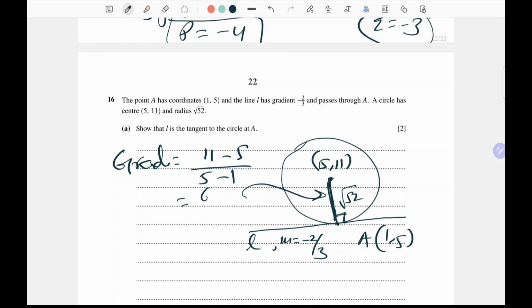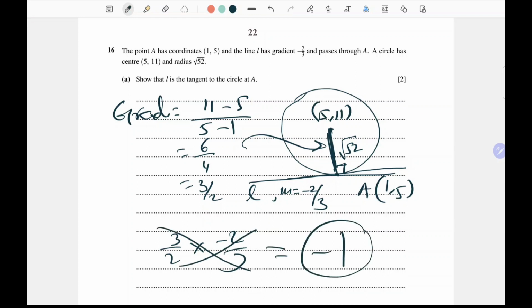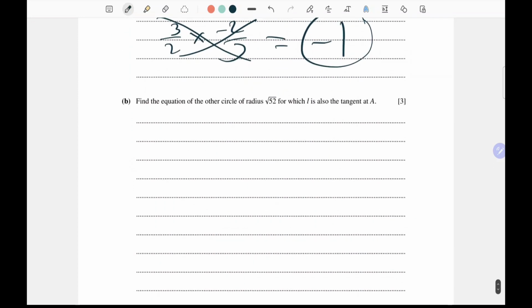So how much, guys? 11 minus 5 is 6. 6 over 4, that is 3/2. Okay, so gradient of this is 3/2, and gradient of this is -2/3. That's great. Got cancel. You will get -1. Yeah, it means this is 90 degree. Hence this is a tangent. It is only for 2 marks.